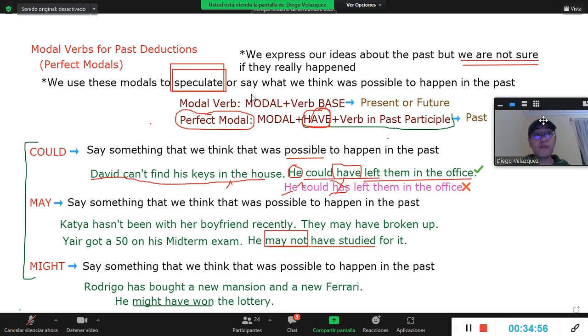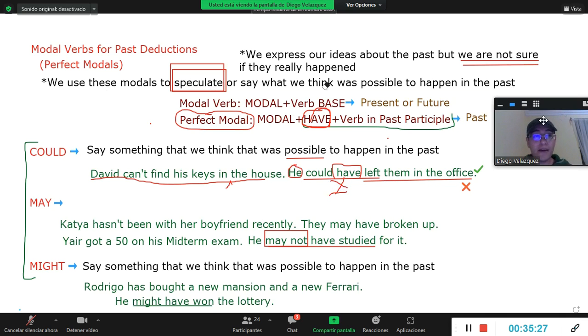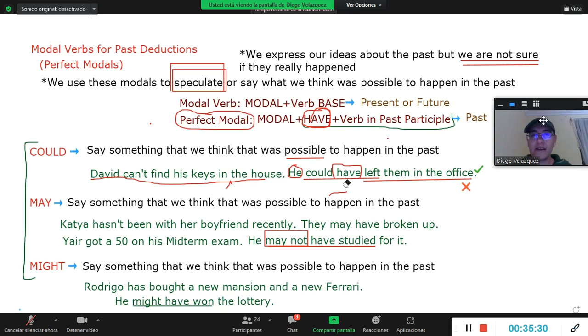Now, remember, in the end, you can use could, may, or might to speak about possibilities. And the reality, guys, is that native English speakers don't really make a difference between could, may, or might to speak of past speculations. They can use one or the other, and for them, there is no real difference. For example, I can say, David can't find his keys in the office. He could have left them in the house. He could have left them in the office.